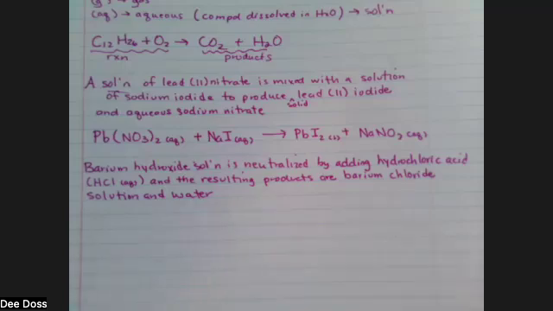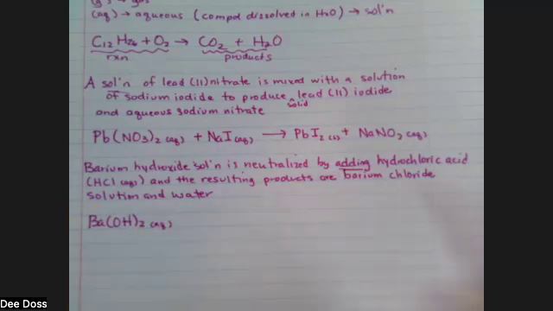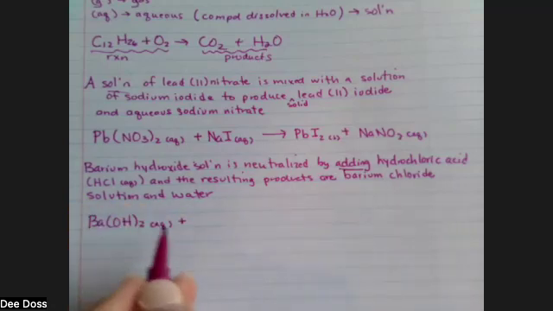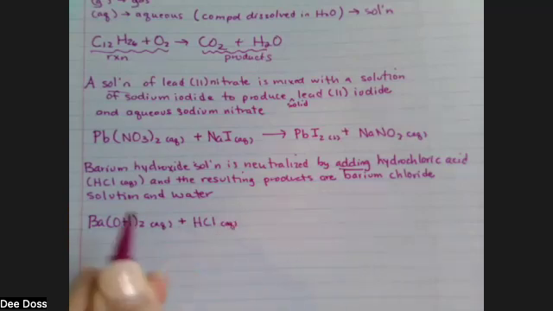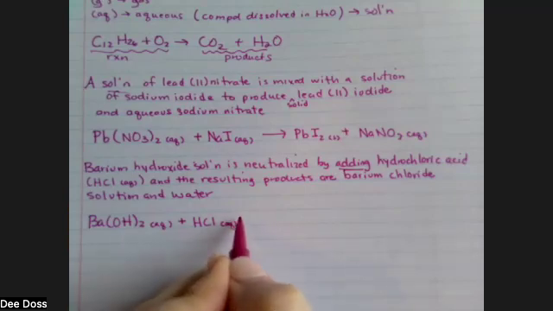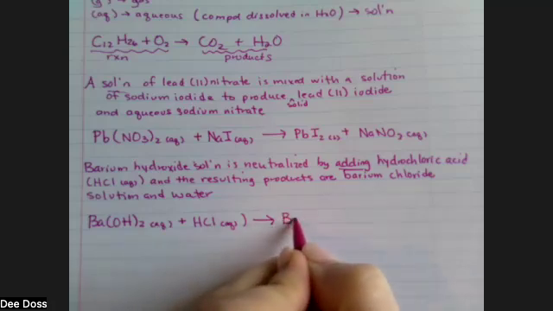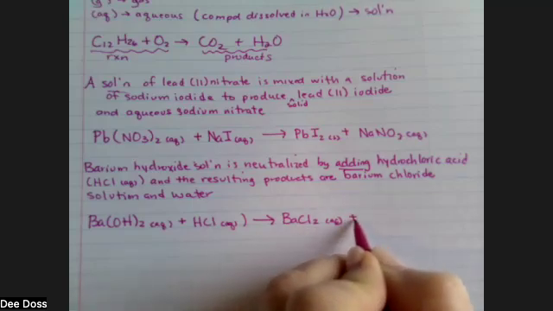Okay. So barium hydroxide, it's a solution, so I'm going to put that little AQ. Is neutralized by adding. So I'm adding, so I know I'm putting a plus sign, hydrochloric acid, and that's given to you, which is nice. The resulting products. Well, this is telling me what's going on, which is an arrow, are barium chloride, which is also a solution, and water.